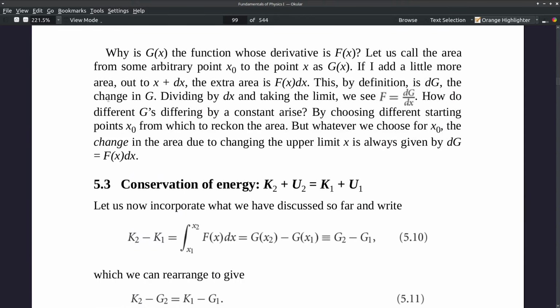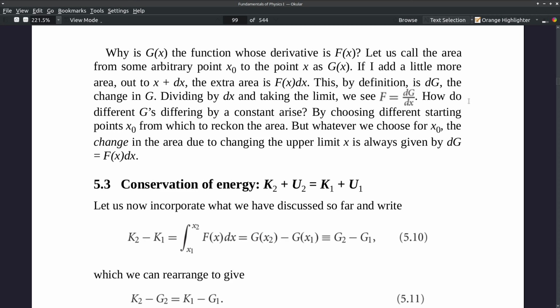Why is g(x) the function whose derivative is f(x)? Let us call the area from some arbitrary point x0 to the point x, g(x). If I add a little more area out to x plus dx, the extra area is f(x) dx. This, by definition, is dg, the change in g. Dividing by dx and taking the limit, we see f equals dg divided by dx.